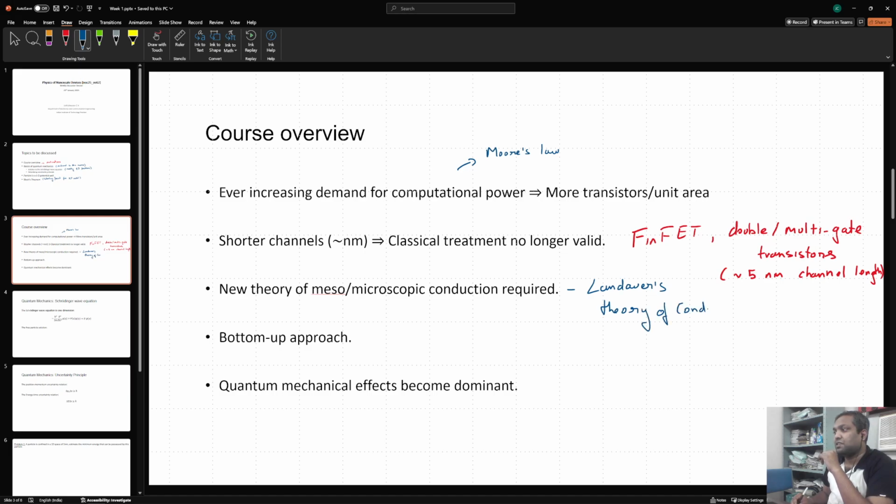So that is the theory that we shall be looking at. Of course, this is not the only method that we may use, but this is the one that we shall be looking at in this course. And this course will follow what is called the bottom-up approach.